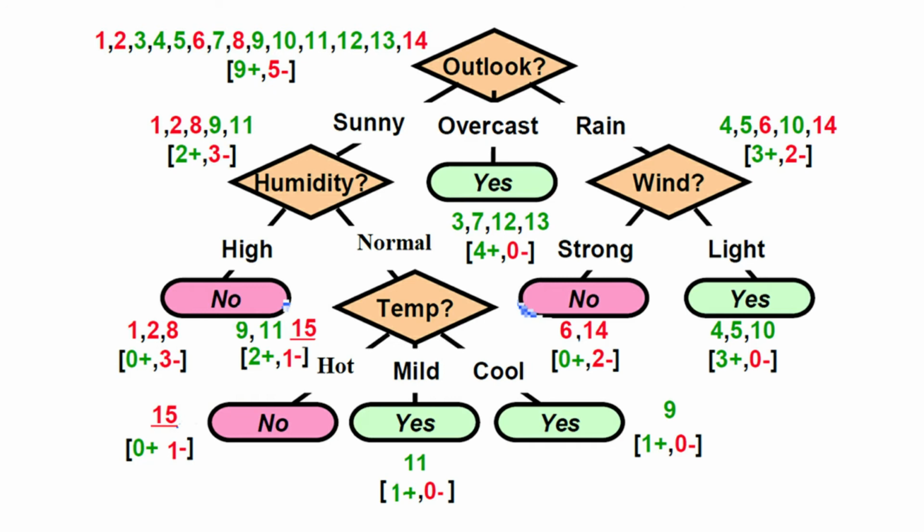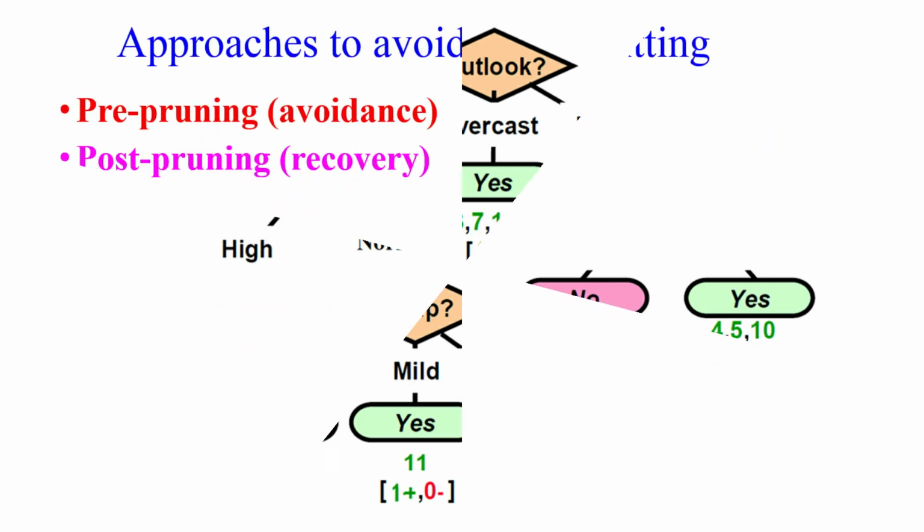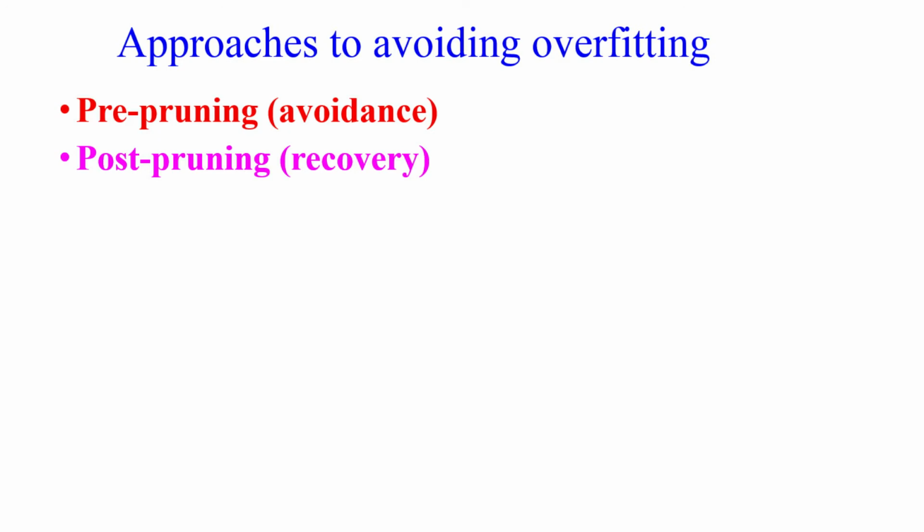There are several approaches to avoid overfitting in decision tree learning. These can be grouped into two classes: approaches that stop growing the tree earlier, before it reaches the point where it perfectly classifies the training data, and approaches that allow the tree to overfit the data and then post-prune the tree. Approaches to avoiding overfitting in decision tree learning: pre-pruning and post-pruning. Pre-pruning is the avoidance stage. It will stop growing the tree earlier before it reaches the point where it perfectly classifies the training data.